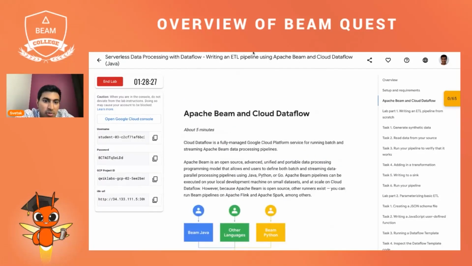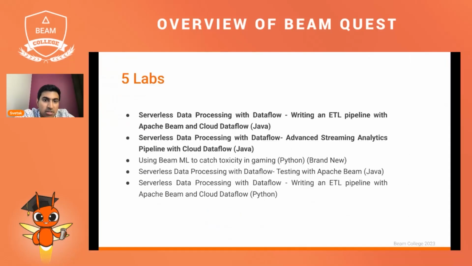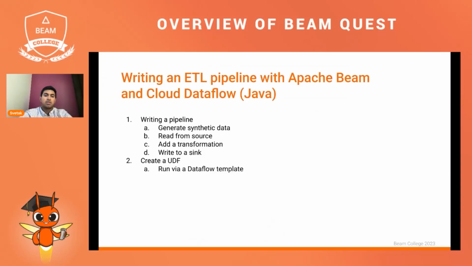And so now for what this lab covers. The first part of this lab is going to talk about writing a pipeline in Java. So we're going to start with generating synthetic data, then reading from a source, then adding a transformation, and then writing to a sink. So essentially all the steps in an end-to-end pipeline. The second thing we'll do is create a user-defined function, and we'll write that. And we're actually going to run this via a Dataflow template. And so that's a little bit about the first lab.